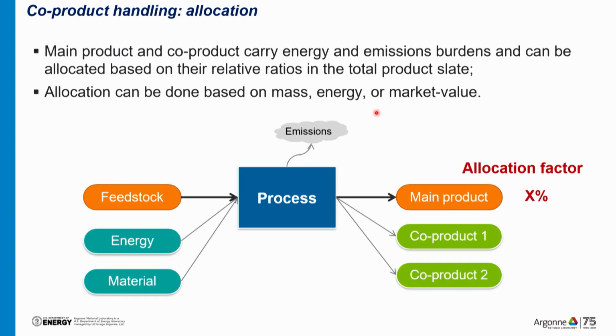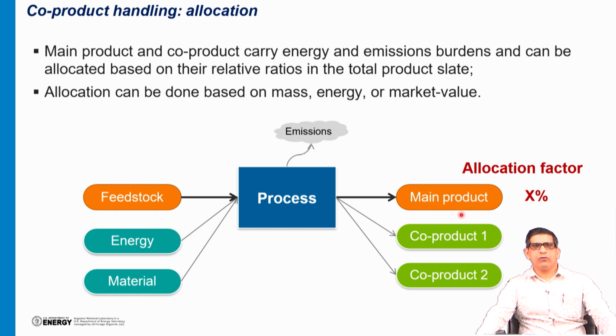In terms of co-product handling, what we have to think about is that in any process you do, you have the feedstock, you have energy, you have material, the process, and then you have the main product, co-product 1 and co-product 2. Now, how do you allocate this between co-product 1 and co-product 2? That is your allocation factor.